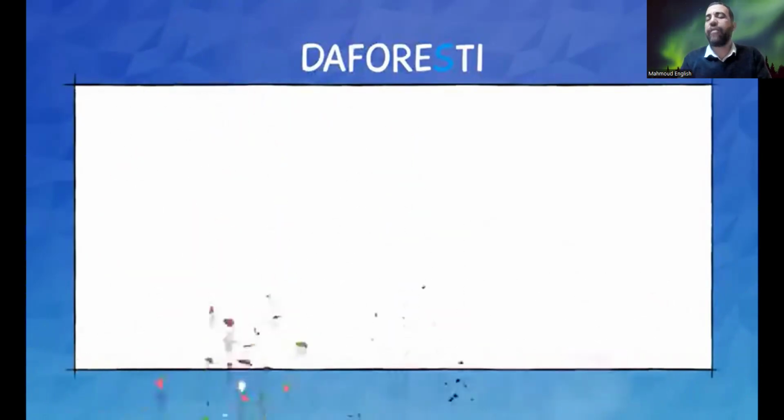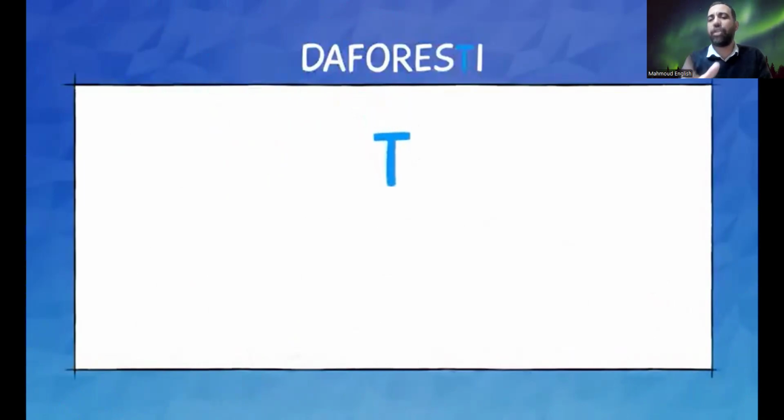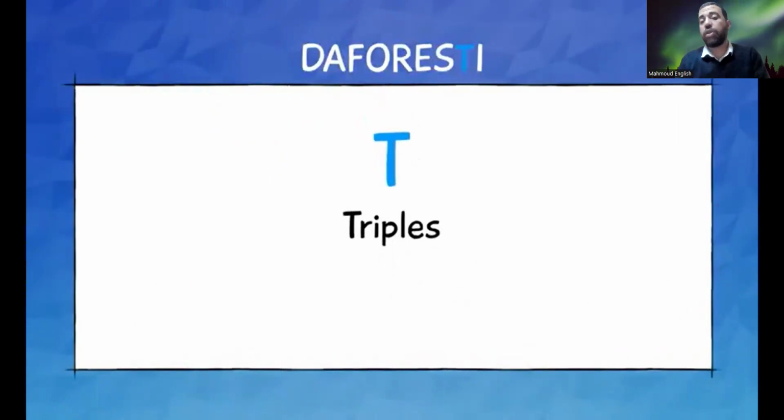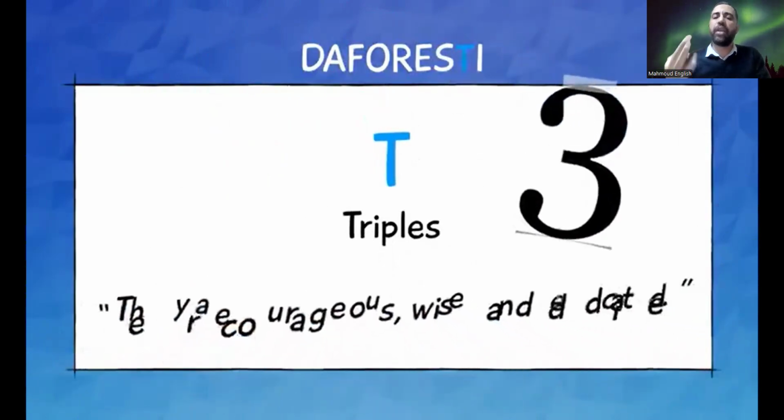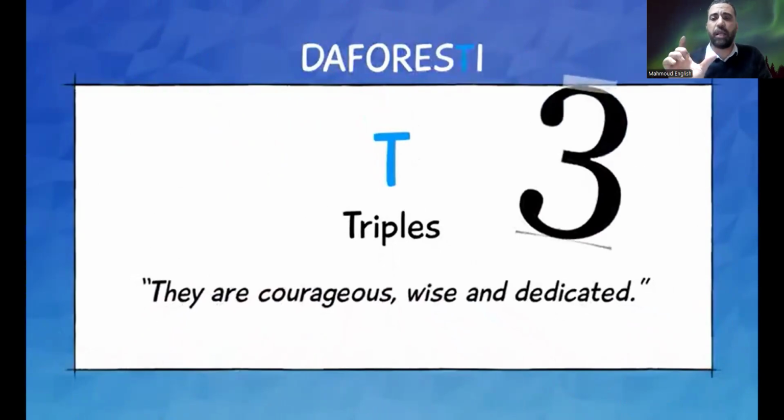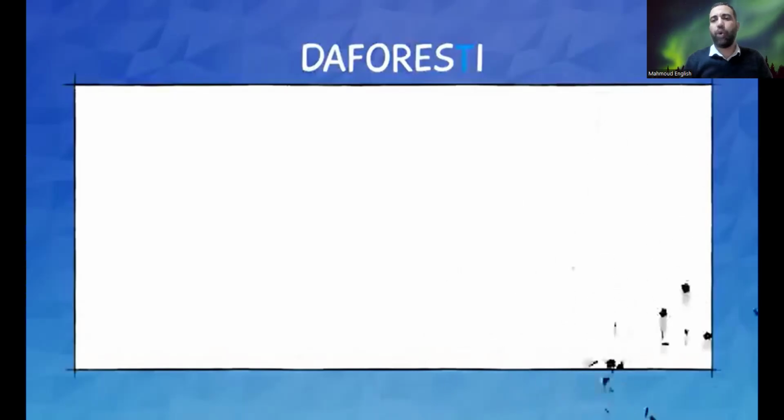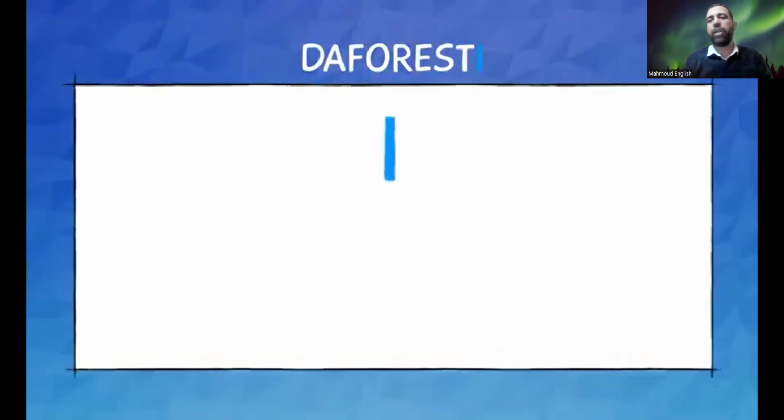And then we have T for triplets and triples. Both of them are correct. So what does it mean? When you give three adjectives in a row or three things in a row, for example, they are courageous, wise, dedicated. Here we have three adjectives in a row, or even three short phrases in a row, that give an impact on the reader's mind.